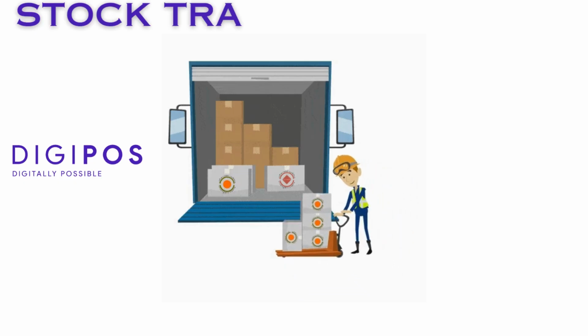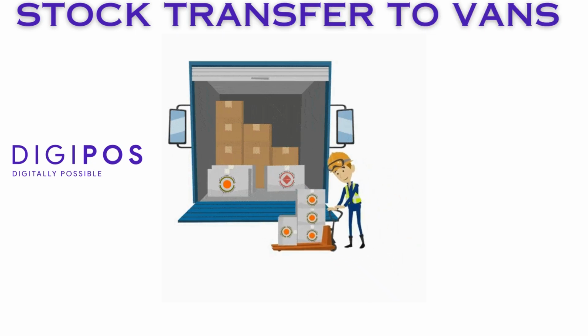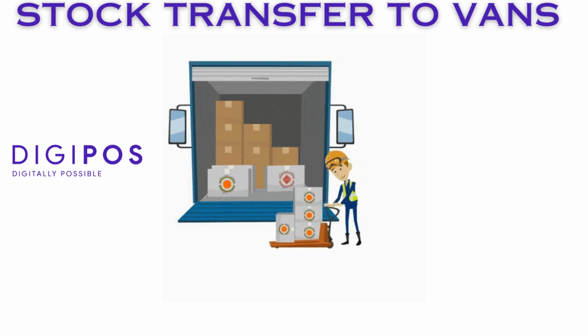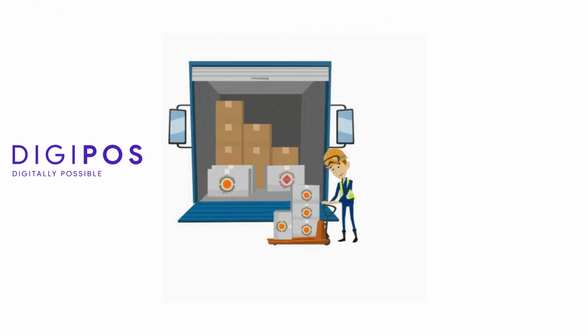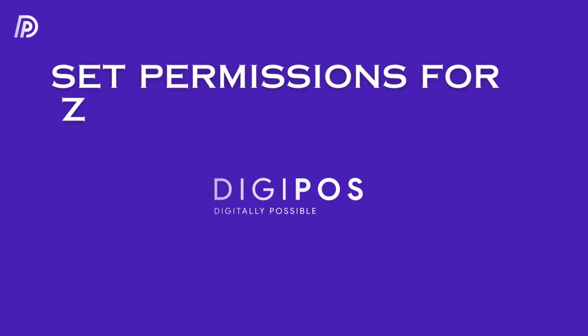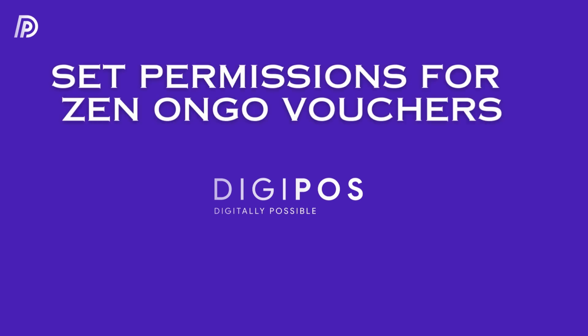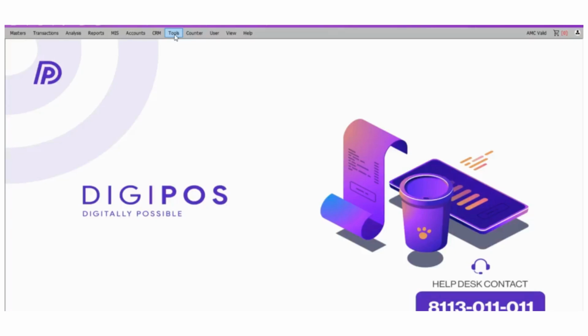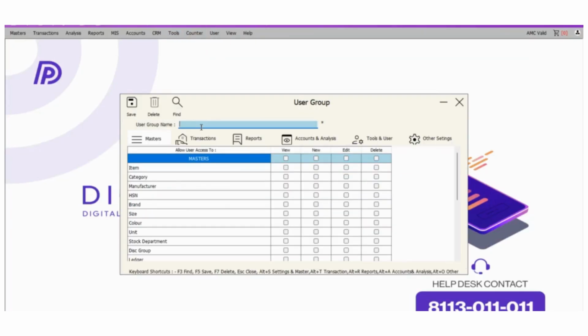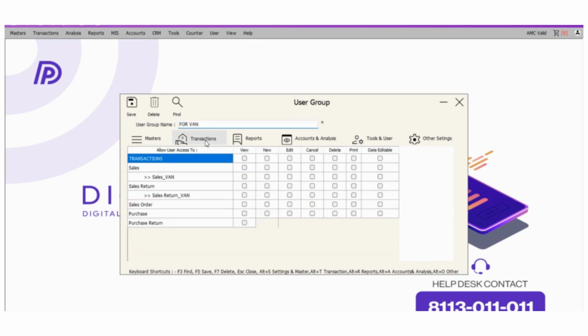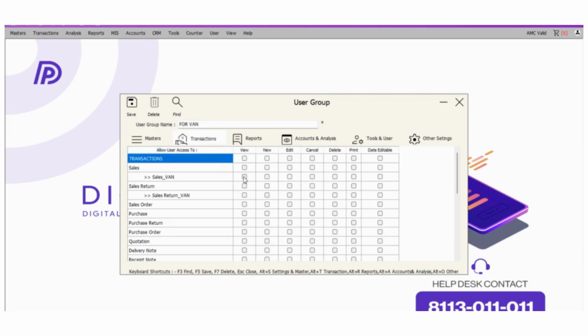Stock transfer to vans. Use the stock transfer feature to transfer stock to each cost center representing a van. To set permissions for Zen Ongo vouchers, go to User Groups in Digipose Zen. Set relevant permissions for Zen Ongo vouchers in the relevant user groups.